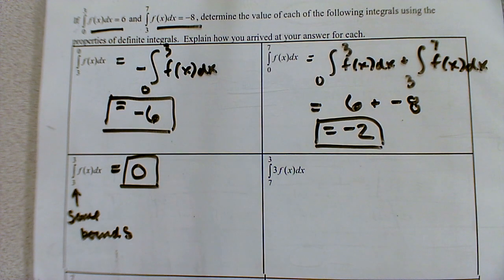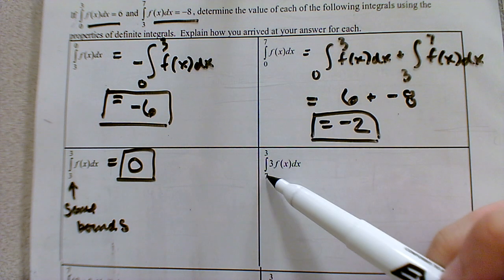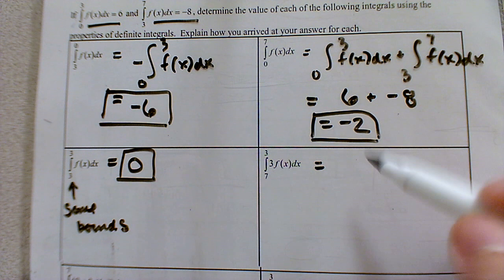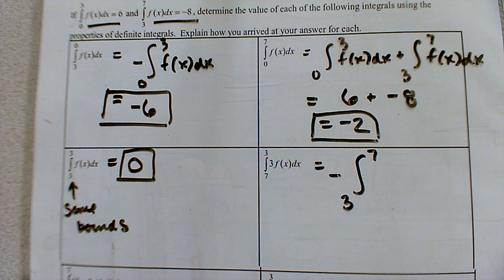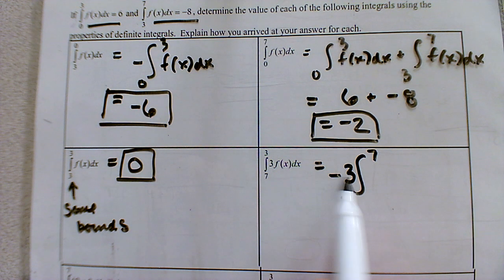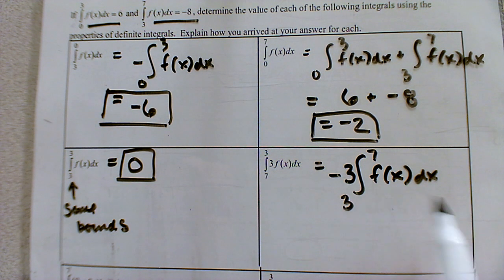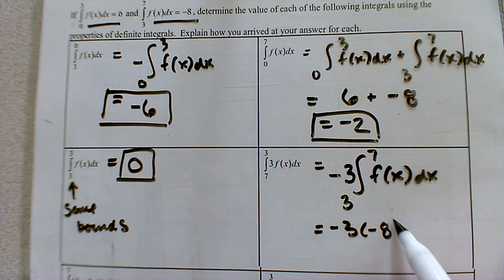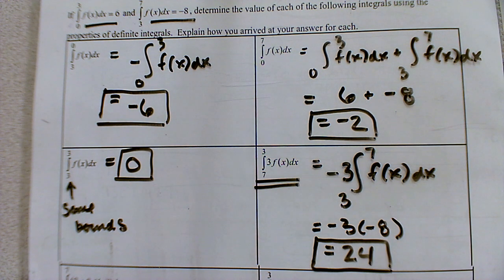Looking at the next one, we might be able to do a combination of some properties here. The first thing I notice is that my bounds are switched. We're starting at 7 and ending at 3. That's not really in numbered order. So if I switch the bounds and go from 3 to 7, I have to negate the area value. I also notice I have a coefficient in front, so I can think about factoring that out. So really I can put a negative 3 in front of this integral. This notation is basically telling us we're going to take negative 3 times the area under the f graph from 3 to 7, which we already know is negative 8 from the top. So overall our area value for this definite integral would be 24.